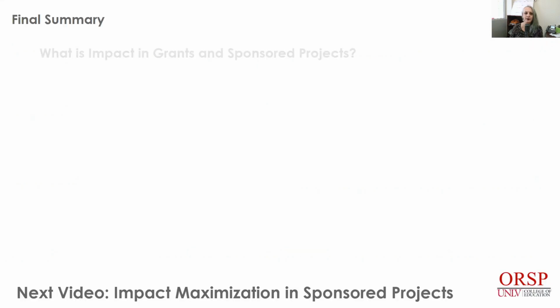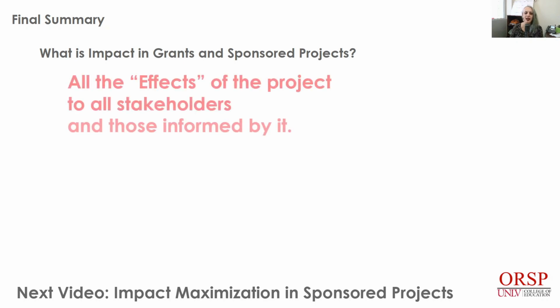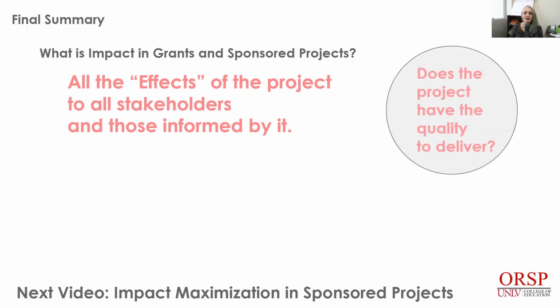So in summary, what is impact in grants and sponsored projects? It's all the effects of the project to all stakeholders and those informed by the project. But the question remains, does the project have the quality to deliver? Can the project signal to the sponsor that the impact will be there during the project and at the end? Does the project have the quality to deliver?